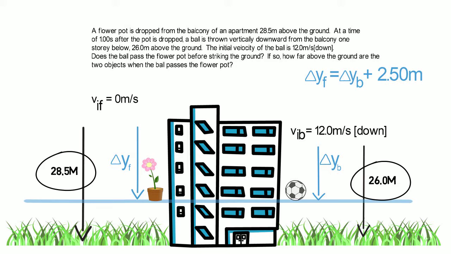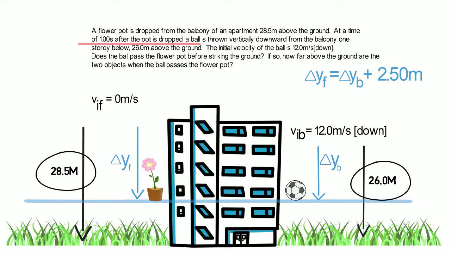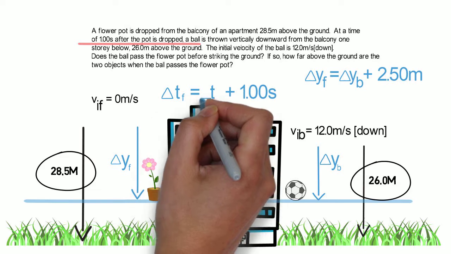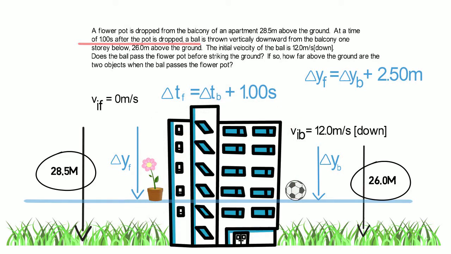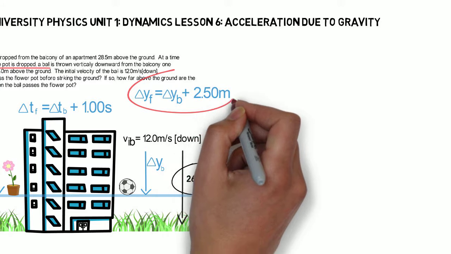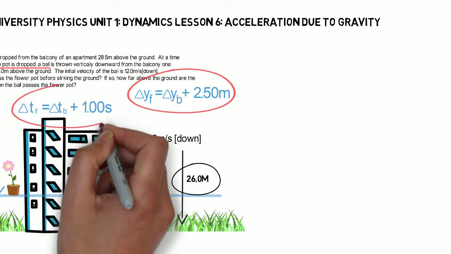Now we also have another piece of information. The question said the ball is dropped 1 second after the flower pot is. So the amount of time to reach that point where they meet for the flower pot would equal the time of the ball plus 1 more second, because the flower pot took 1 more second to get there since it had a head start.